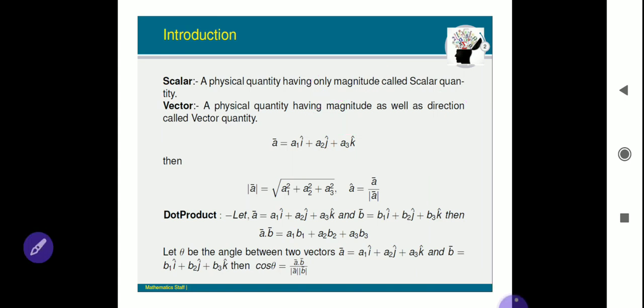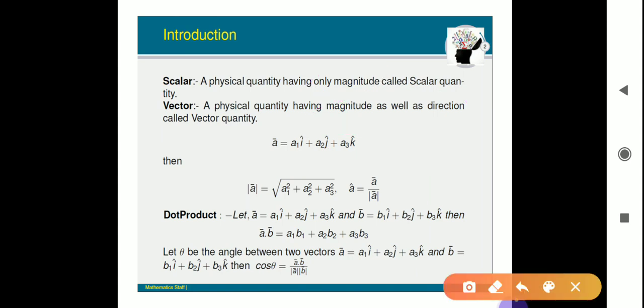So magnitude of vector can be calculated using this formula. Magnitude of vector is denoted by magnitude of a bar and can be calculated using under root of a1 square plus a2 square plus a3 square. If a bar is a given vector, then its magnitude can be calculated using this formula.